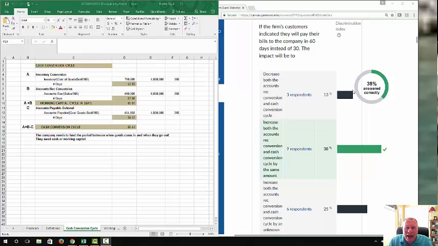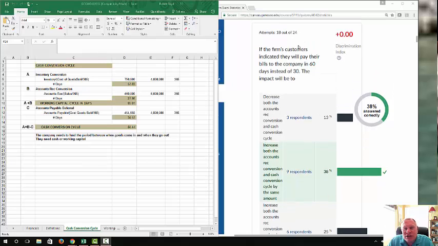So now let's look at this. Some of this is figuring out what the question means. If the firm's customers indicated they will pay their bills to the company in 60 days instead of 30, what would the impact be? We come over here and look: is it going to affect this line? No, because that is about inventories. It won't impact accounts payable. So the only thing it will do is affect accounts receivable conversion.